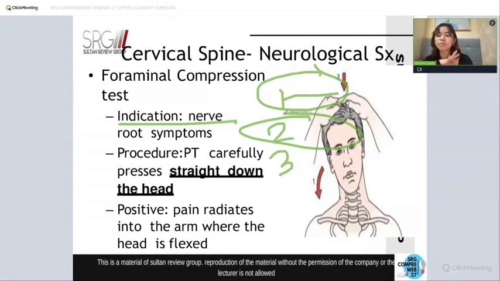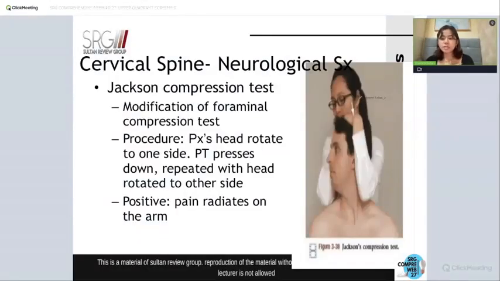Okay, next. We also have what we call your Jackson compression test. Your Jackson compression test is a modification of your foraminal compression test. So what happens kanina, di ba, from neutral, extension, and lateral flexion, now in Jackson compression test, you stabilize the thorax of the patient, as you can see. Now from here, you rotate the head of the patient, and you press down. So you rotate, and you press down.